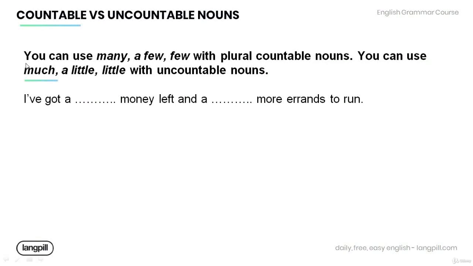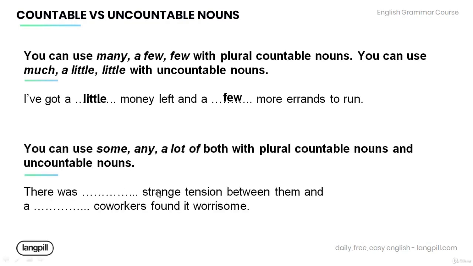Also remember that you can use many, a few, few with plural countable nouns, and you can use much, a little, little with uncountable nouns. Now read the following sentences and fill in the blanks with either many, a few, few, or much, a little, little. I've got money left and more errands to run. I've got a little money left and a few more errands to run.